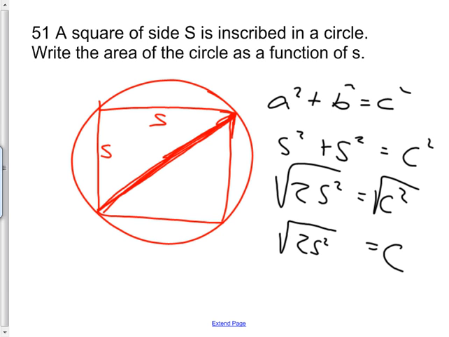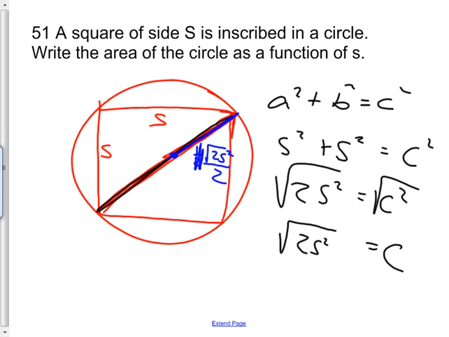That's how long this whole thing is right here. Square root of 2S squared. And then I want half of that, right? So the radius goes from here to here, would be 1/2 of the square root of 2S squared. Or I could put all of this over 2. That's another way to say 1/2 of. All right, that was the hard part.